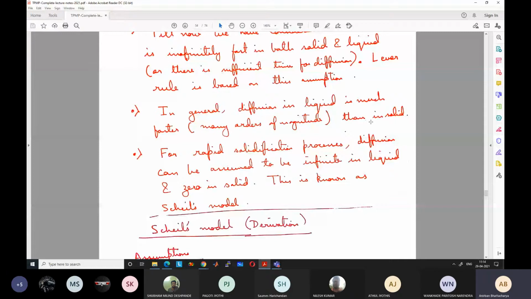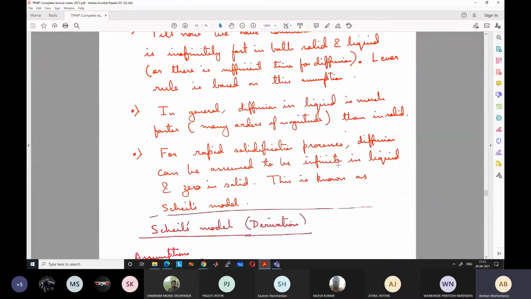And particularly for rapid solidification like in welding or laser manufacturing, additive manufacturing, the diffusion can be assumed to be 0 in the solid. Okay, so there is no chance for diffusion in the solid at all because the time is so short, and for the liquid still we can assume that the diffusion is infinite. Okay, unless the process is very rapid.